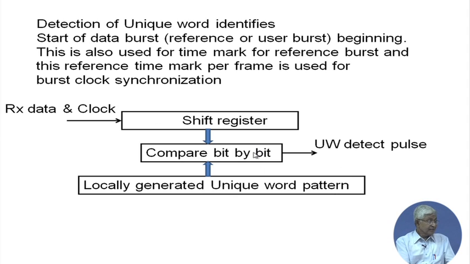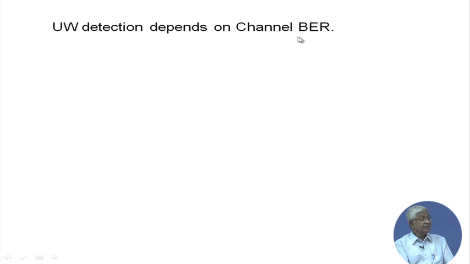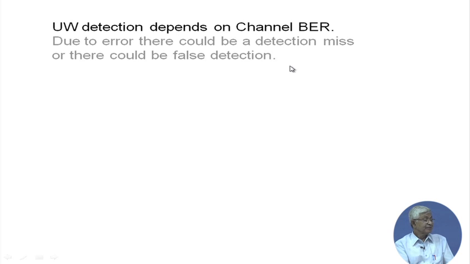The problem is, what happens if an error occurs? There may be an error in the unique word or the data. So, unique word detection depends on the channel bit error rate, and due to error there could be a detection miss if the error is occurring in the unique word itself. If, due to error, one portion of the data looks like a unique word, then it is a false detection. So, there are two probabilities, a misdetection probability and a false detection probability. Both are based on the channel BER, and also on the size of the unique word.